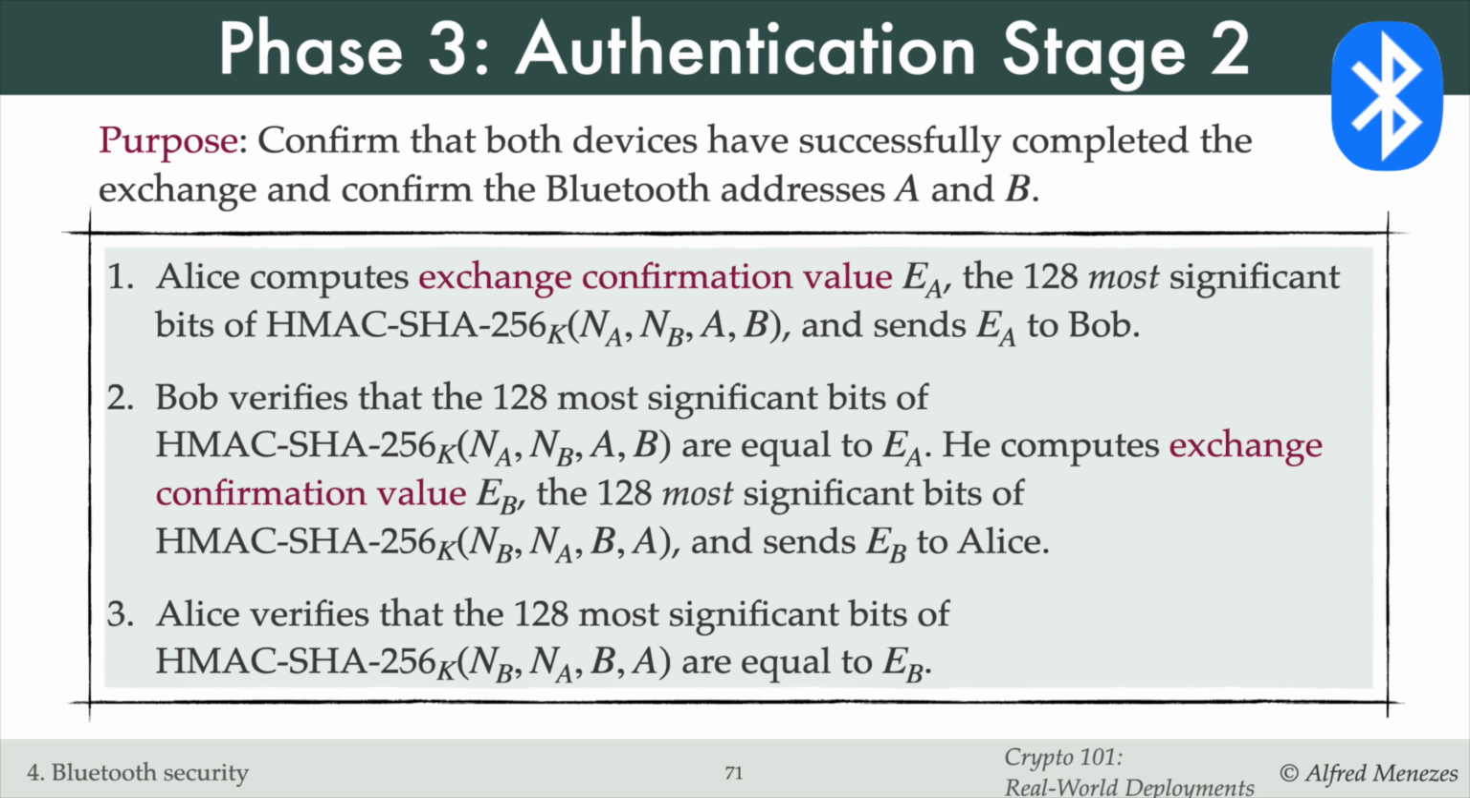Only parties that know the secret key K can compute the correct HMAC tags. Thus, when Bob verifies EA in step 2, he is assured that the other party has derived the same key K and believes that they are communicating with Bob's claimed Bluetooth address. Similarly, when Alice verifies EB, she gains the same assurance.